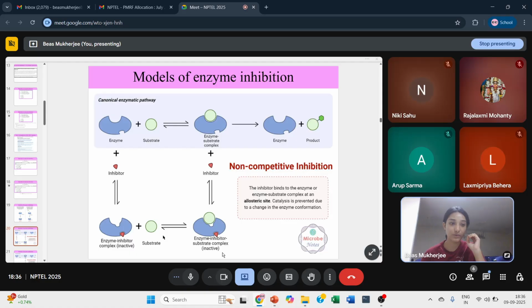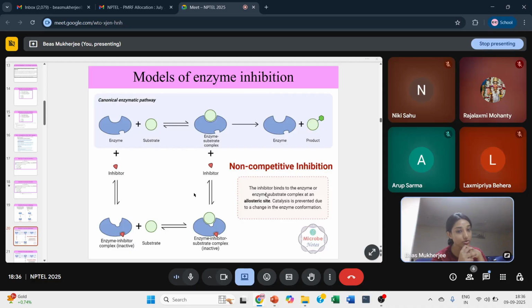Next is the non-competitive inhibitor. This effector molecule, which is the inhibitor, can either bind to the enzyme-substrate complex or bind to the free enzyme also. If it is bound to the free enzyme, then maybe the substrate can still bind. The inhibitor binds to the enzyme or the enzyme-substrate complex at an allosteric site, and catalysis is prevented due to the change in the enzyme conformation.